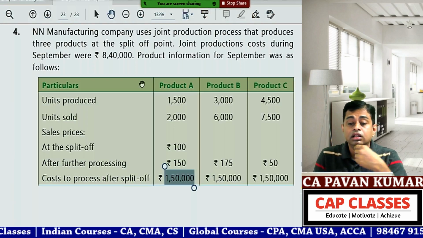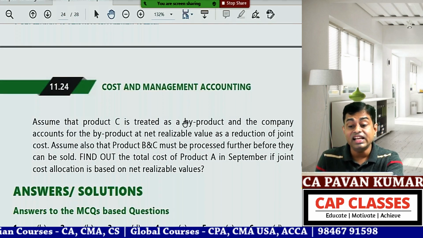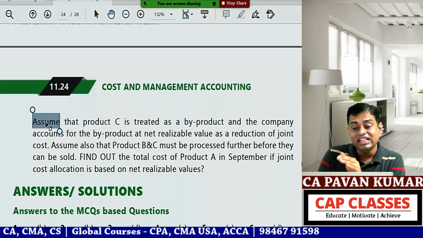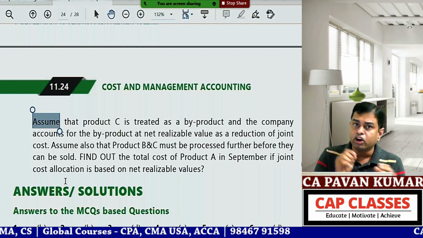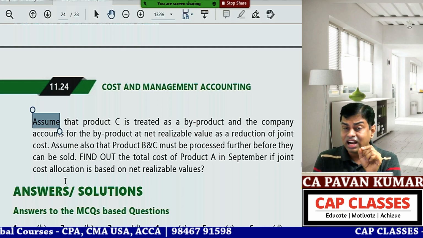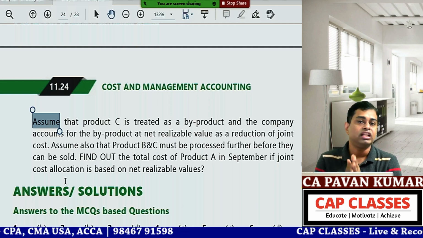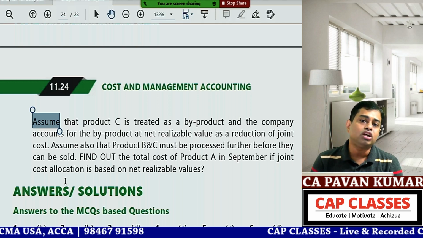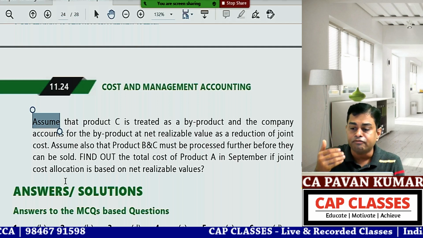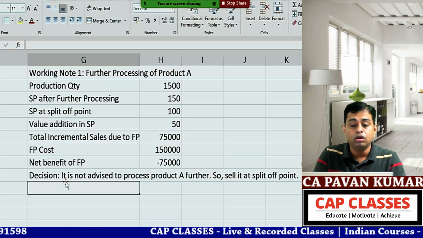Okay, now the other data: 8,40,000 is the cost. Assume that product C is treated as a byproduct. Oh my god. That means A and B are joint products, C is a byproduct. Okay. So do you remember byproduct accounting? What will we do? The net realizable value of the byproduct is to be credited to the process account. That means it should be deducted from the processing cost, and the balance, the net processing cost after deducting the net realizable value of byproducts, must be apportioned between the main products. So here, working note 2.